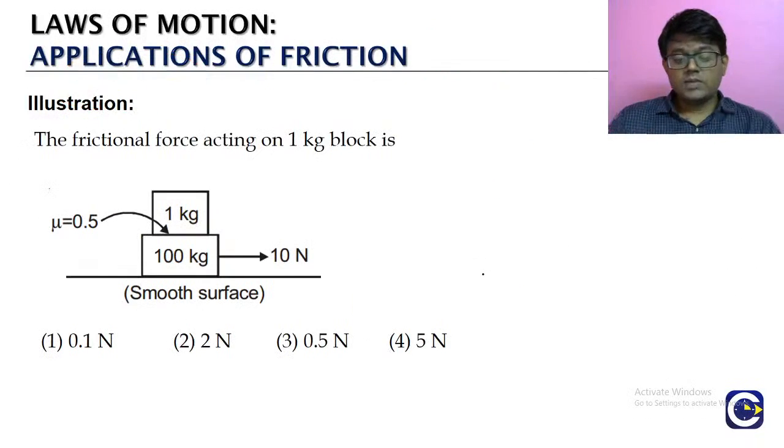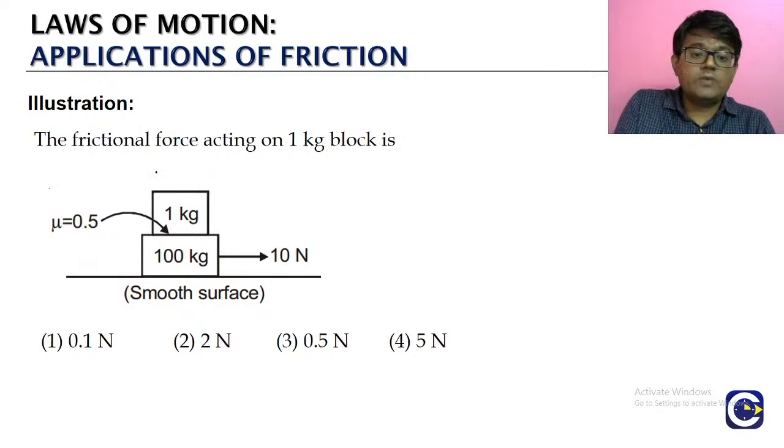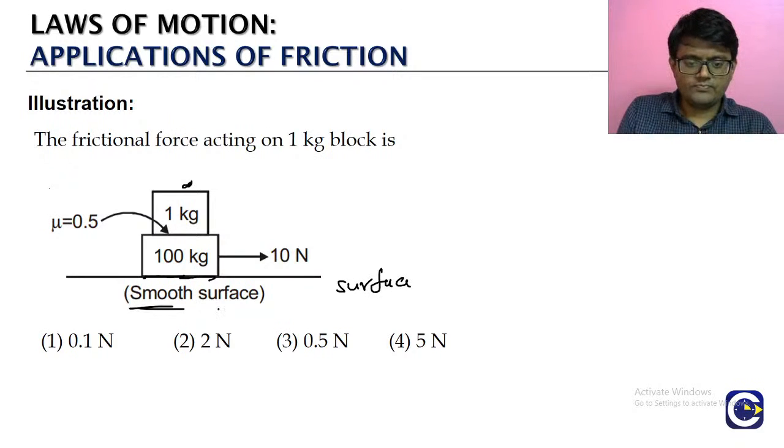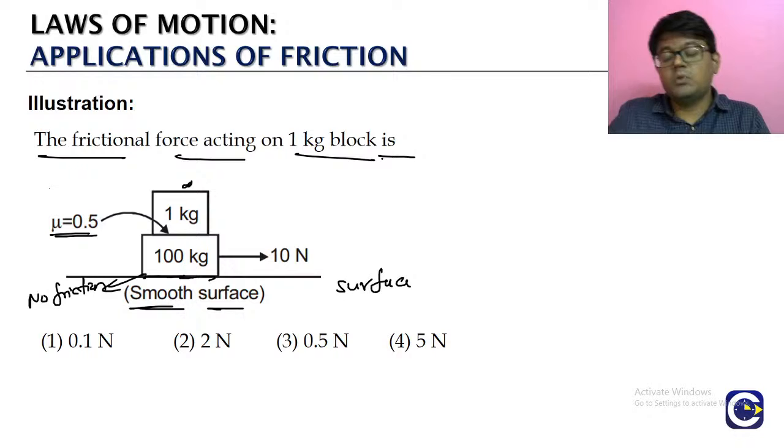Okay, so I'm assuming we can go to the next one. Look at this one. We have a setup of two blocks. There is a 1 kg, there is a 100 kg. The plane between the 100 kg and the surface or table, whatever it is, is smooth. No friction here. But there is a mu given for the surface between the 1 kg and 100 kg, means there is friction there. The frictional force acting on the 1 kg block is.